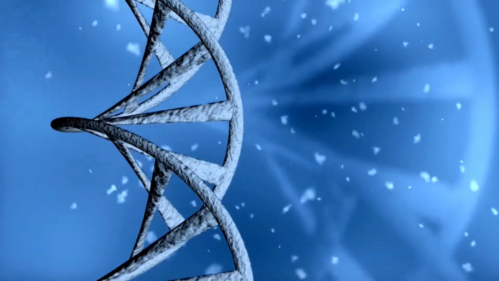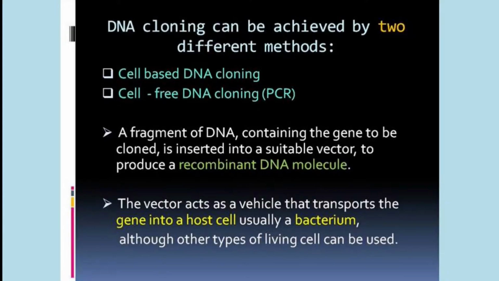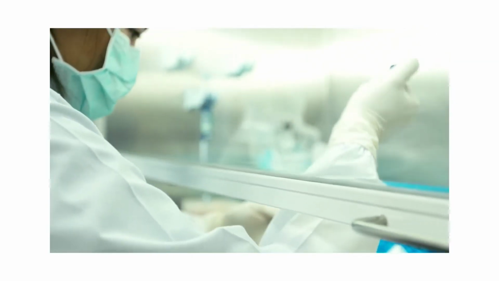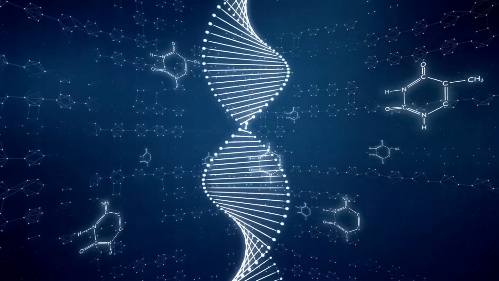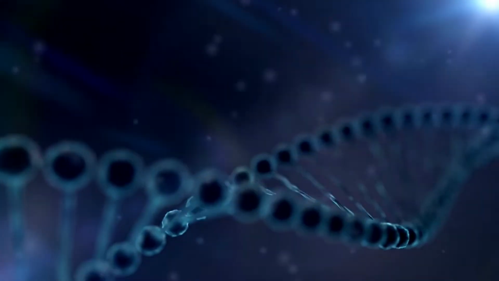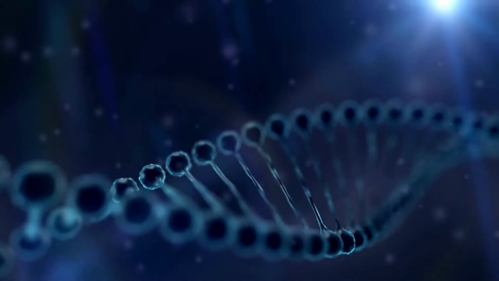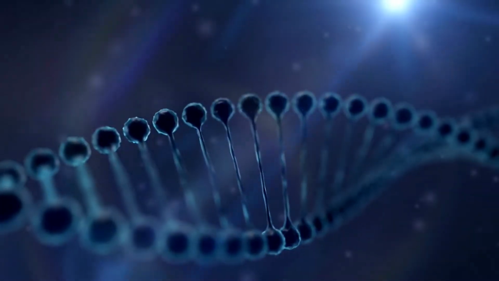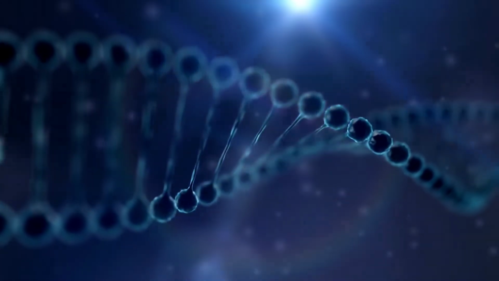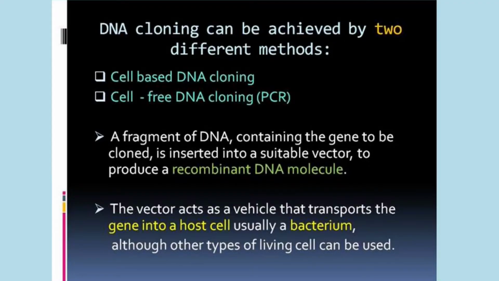In cell-based DNA cloning, we use a particular cell, that is in vivo machinery, and here the DNA is given to the cell and then it replicates and makes a copy. The second one is cell-free DNA cloning, where the machinery used is in vitro, where it replicates outside the cell by providing all the circumstances in an artificial environment. A fragment of DNA containing the gene to be cloned is inserted into a suitable vector to produce a recombinant DNA molecule.